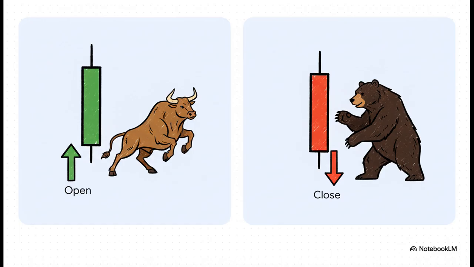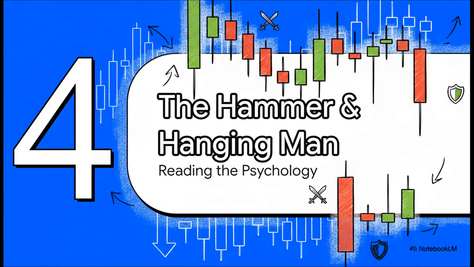Easy enough, right? Okay, so we've got the basics down. Now we can start to get into the really good stuff, reading specific patterns that tell these incredible stories about what traders are thinking and feeling. We're going to look at 2 of the most famous ones, the hammer and the hanging man. And here's the twist. They look exactly the same, but what they mean couldn't be more different.